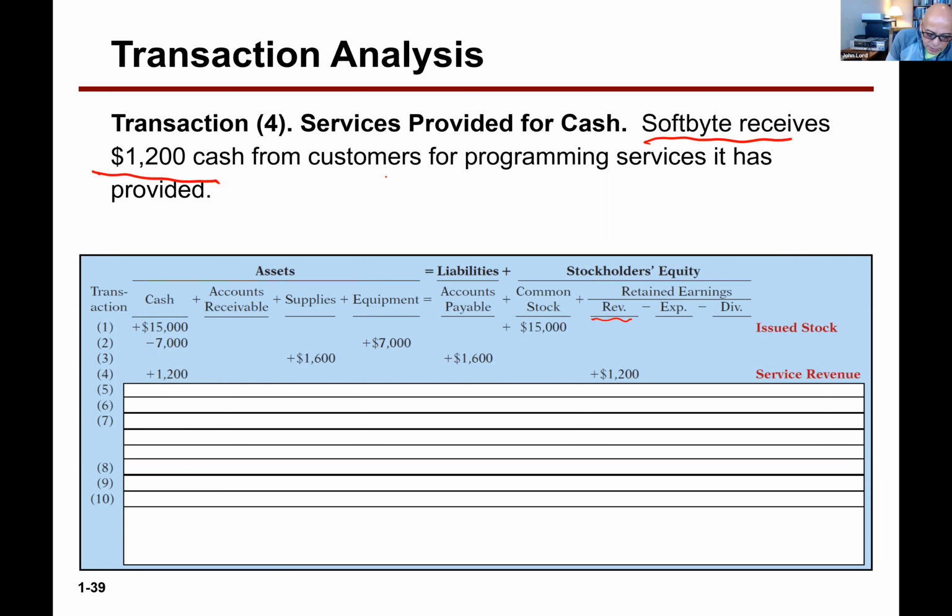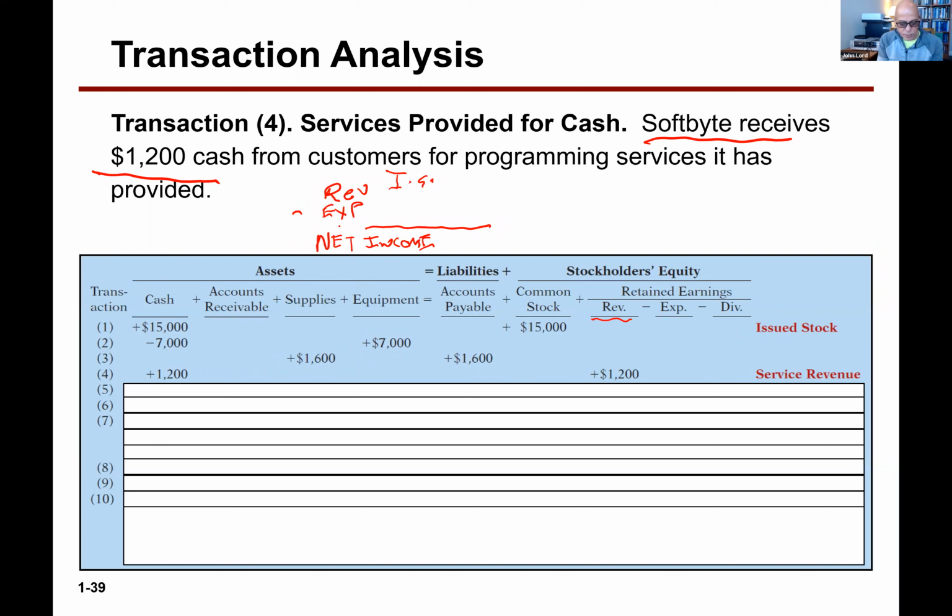If we were to prepare an income statement right now, why do they call it the income statement? Because of the net income. Because it reports net income. Good. And how do you calculate net income? Revenues minus expenses. Good. Revenue minus expenses is how you get net income.